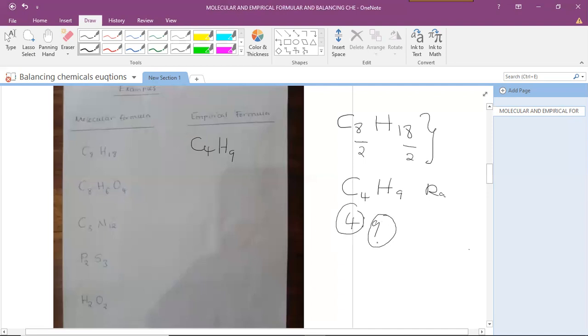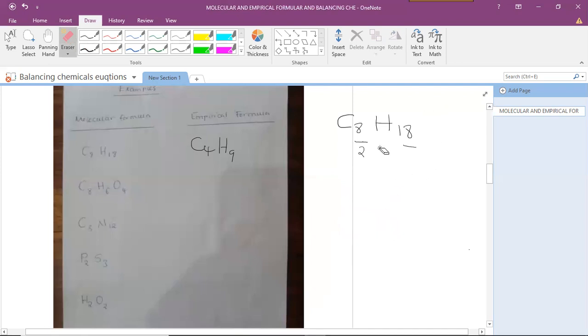You can say for every 9 hydrogens, there exist 4 carbons. That's how science is. Science has to make sense. Because if someone tells you there's a molecular formula and then there's an empirical formula, and then all you do is just divide, it doesn't make sense. It only makes sense if you follow it in this way. The molecular formula is the actual one, then for the empirical formula you have to start dividing by common factors until you reach a state where you cannot divide anymore.